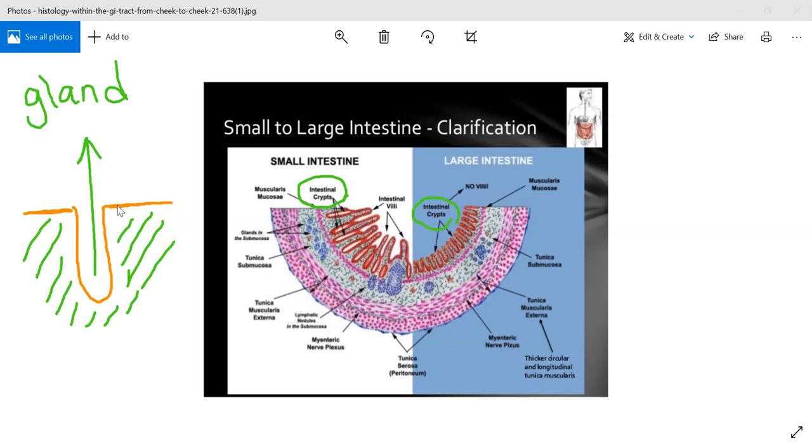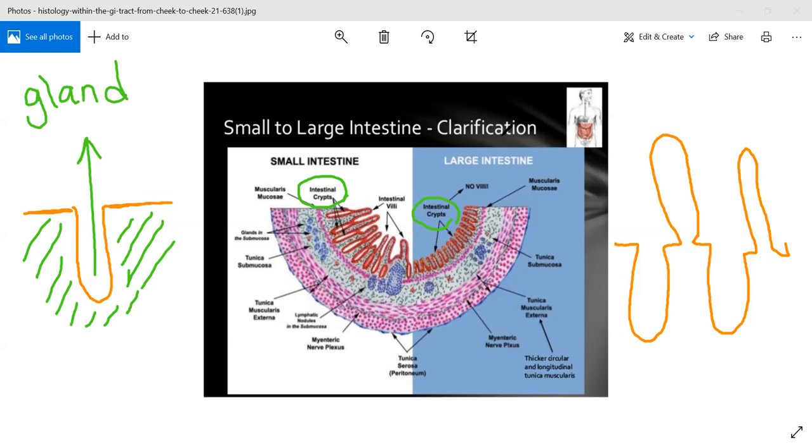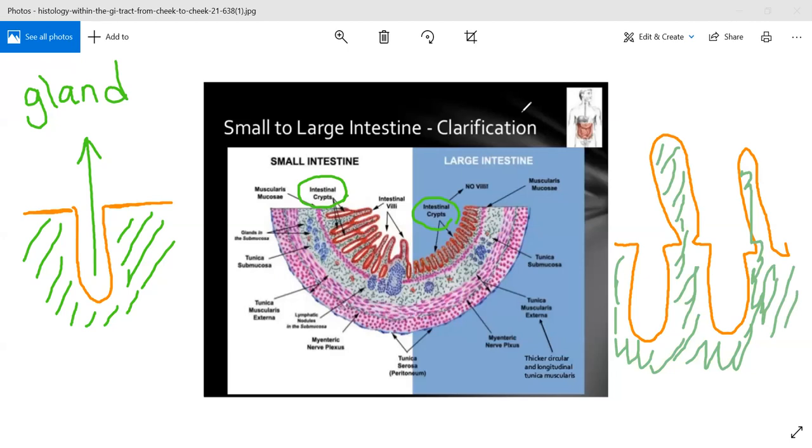But in the small intestine, it's a little different. In the small intestine, we have villi too. So first the epithelium comes down and makes a gland. Then the epithelium and lamina propria protrude to the lumen and make villi. Again, we have gland and then we have villi. Pay attention, in the villi, you have the epithelium with the core of connective tissue or lamina propria. So all of these green parts are the lamina propria, which you have here. The protrusions are called villi. The depressions are called glands.